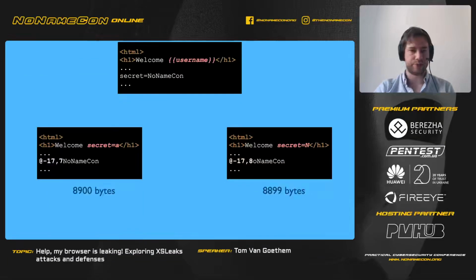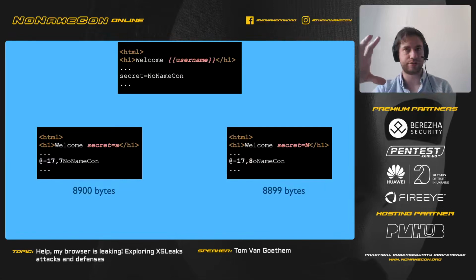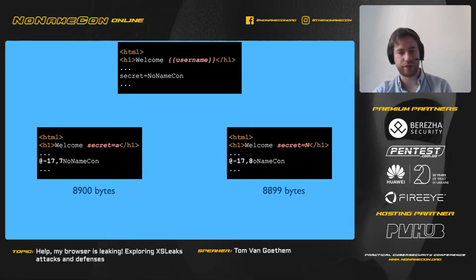And this means that we can start guessing character by character. So first we have secret equals A, which is not a valid guess. So the response size will be 1 byte less than if it would be a correct guess.